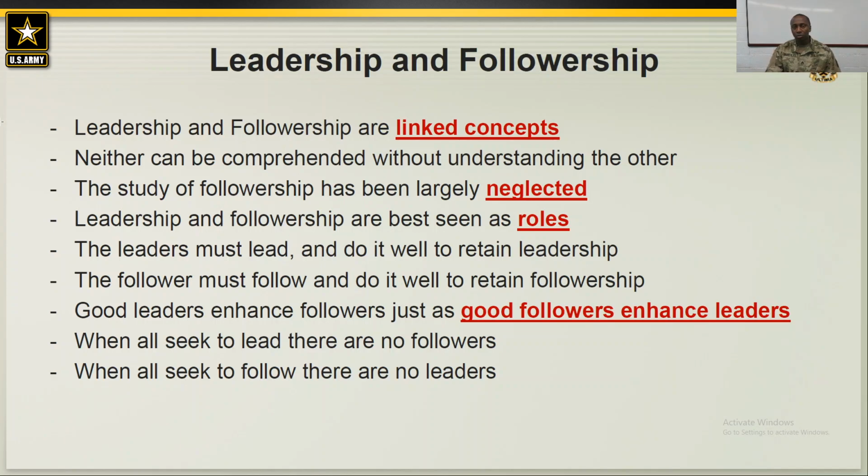Just like the saying, when there are too many chiefs and not enough Indians, or too many Indians and not enough chiefs. All right?